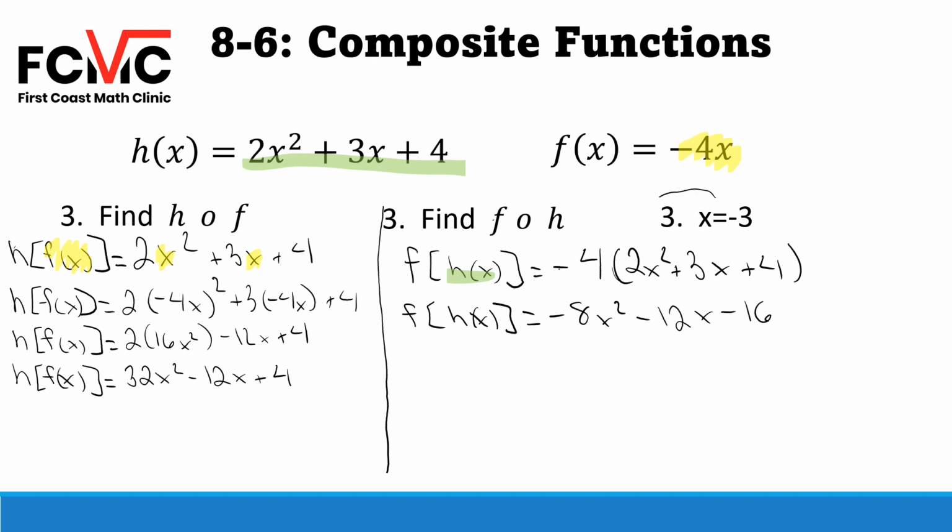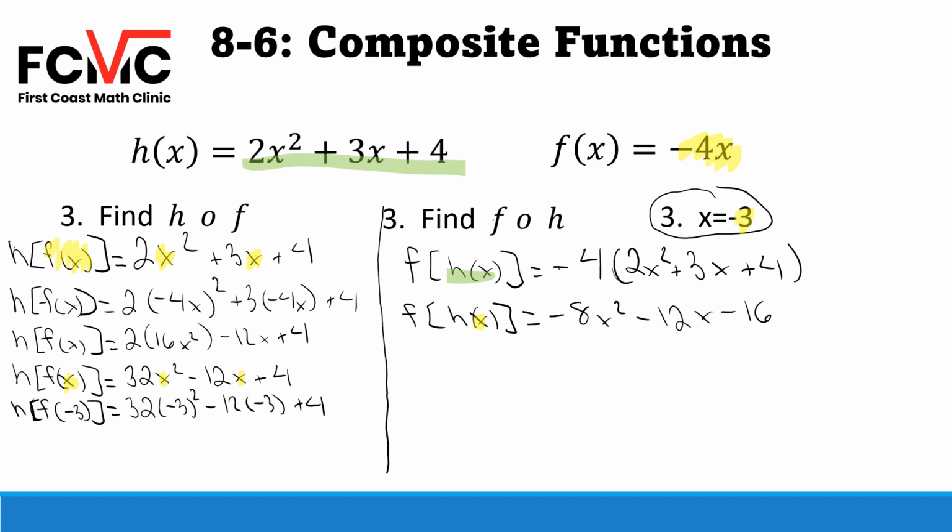All right, last part, we want to find these at x equals negative 3. So let's take negative 3, put it in for our x for both of these examples. So I want h of f of negative 3. So 32 times negative 3 squared minus 12 times negative 3 plus 4.